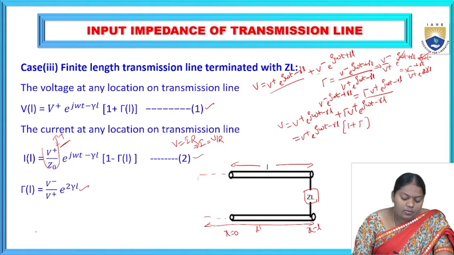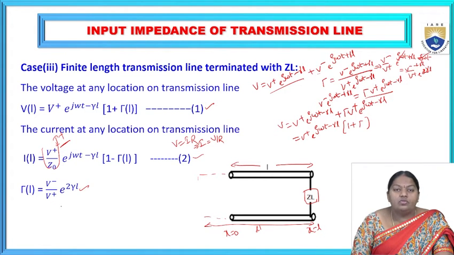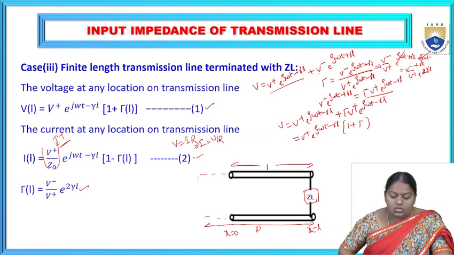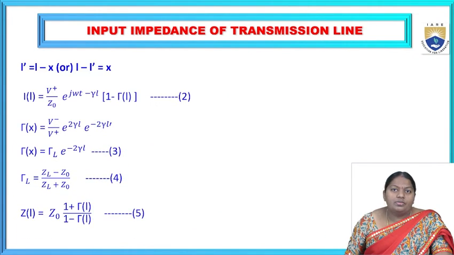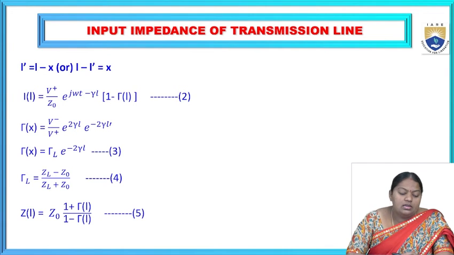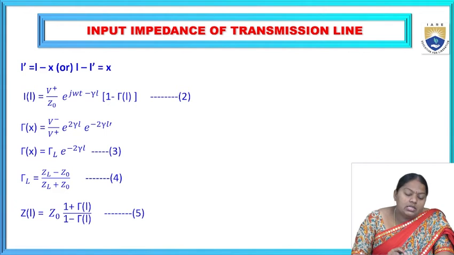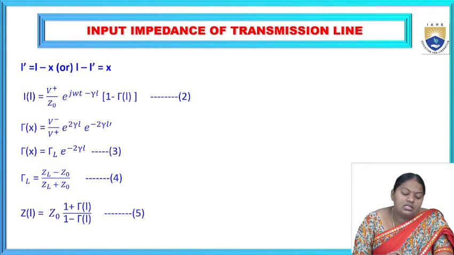So from that we have gamma of L is equal to V minus by V plus e power 2 gamma L can be written. Okay, so from this we will consider L dash is equal to L minus X. Hence the total length of the transmission line is considered, and it is subtracted from L dash is equal to L minus X. Now from this, L minus L dash is equal to X.